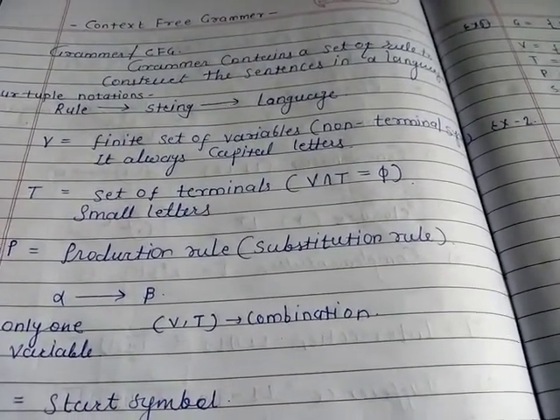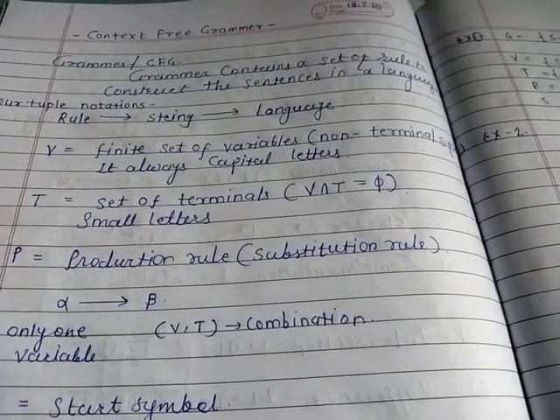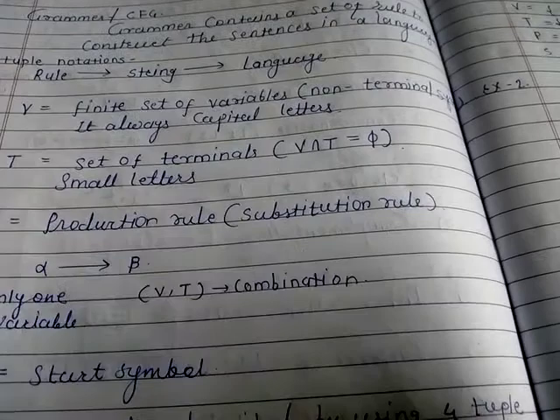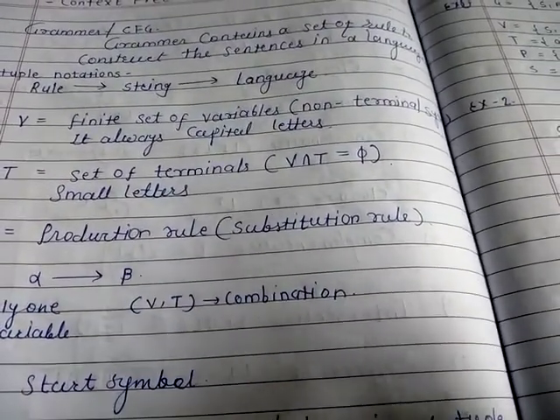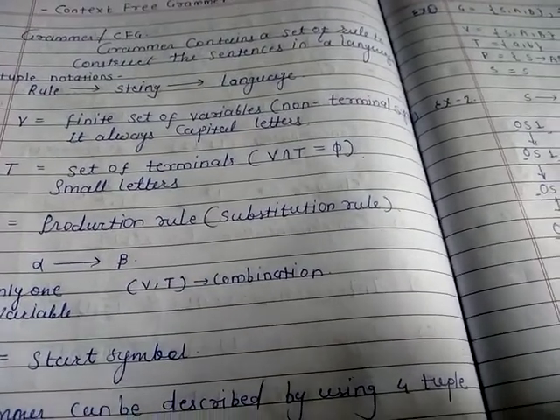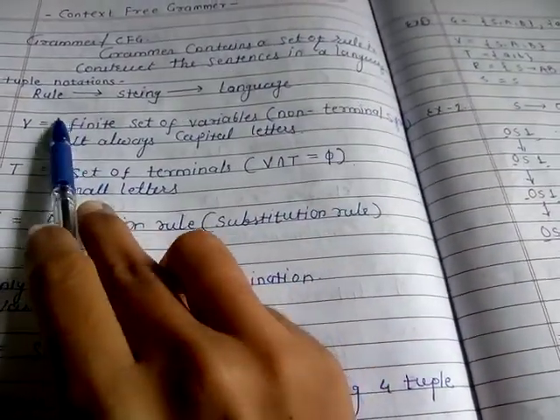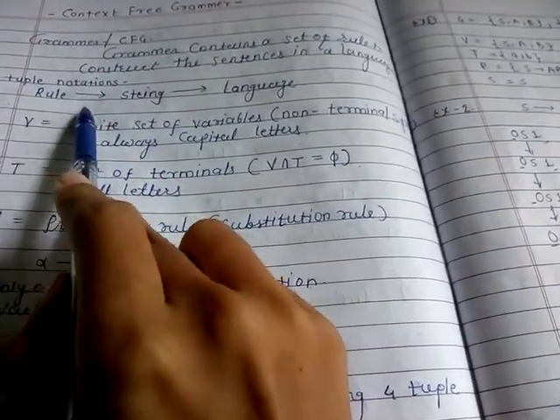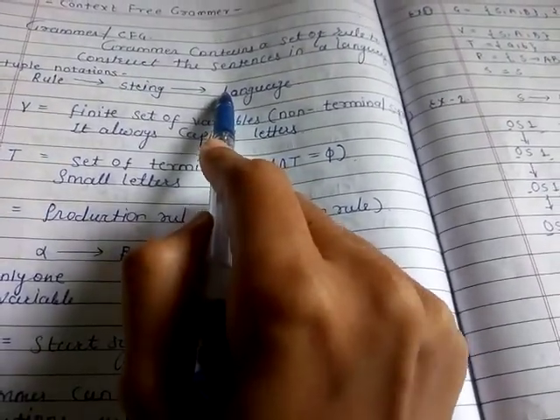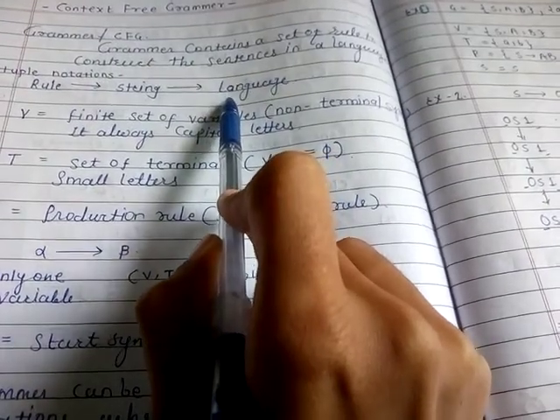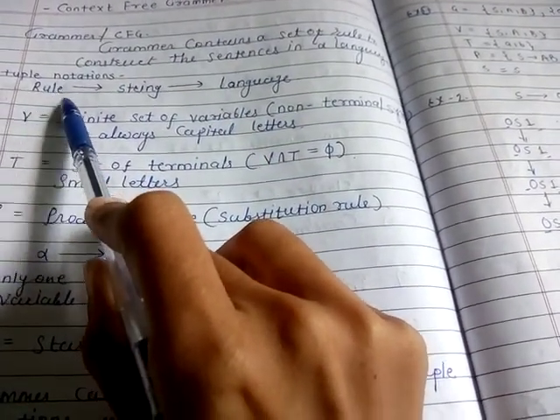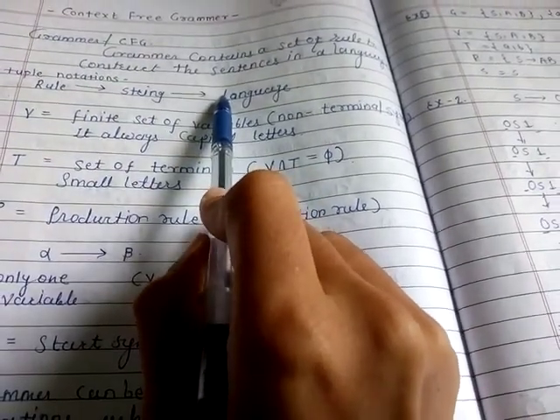Today I am going to teach you the formal definition of context-free grammar. First of all, we see what is meant by a grammar. A grammar contains a set of rules to construct the sentences in a language. It means that grammar is nothing but the rules. By using these rules, we generate strings, and the combination of strings forms the language. It means that for the generation of a language, rules are applied. By using these rules, a language is generated.